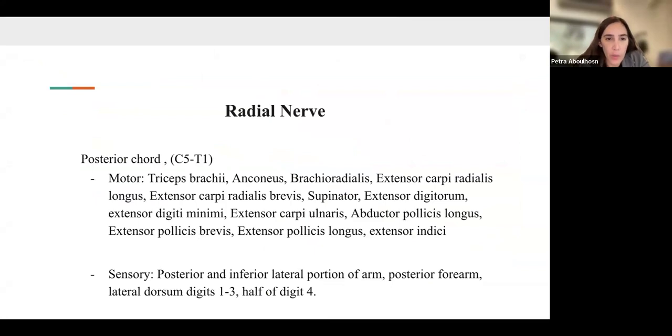What does it innervate? For motor, we know it's an elbow extensor, triceps, and anconeus. It's a weak elbow flexor via the brachioradialis. It's a supinator as well, and it's mainly a wrist extensor and finger extensor. For sensory, it provides innervation for the posterior and inferior lateral portion of the arm, posterior forearm, and lateral dorsum of digits 1 to 3 and half of digit 4.